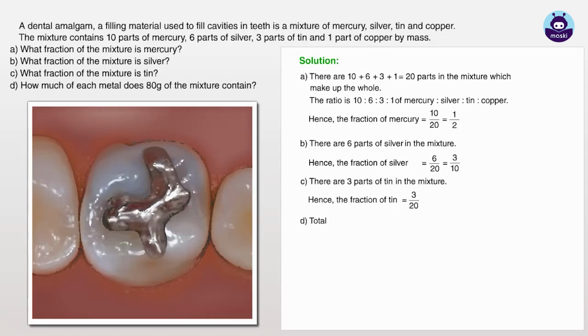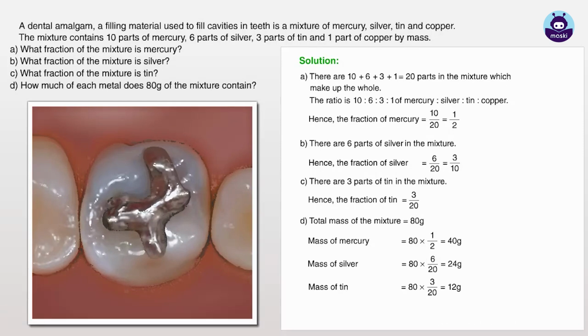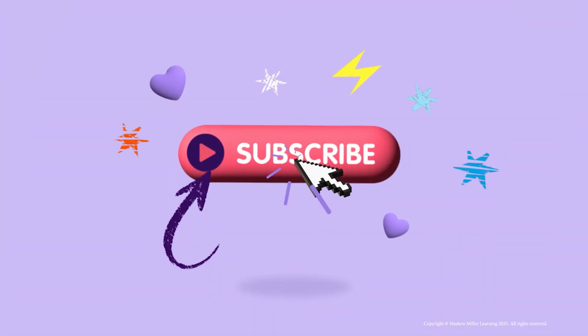We have been given the total mass of the mixture. Using the fractions that we have calculated earlier, we can determine the mass of each metal in the mixture of mass 80 grams. The fraction of copper is 1 over 20. Therefore, 80 grams of dental amalgam contains 40 grams of mercury, 24 grams of silver, 12 grams of tin, and 4 grams of copper.